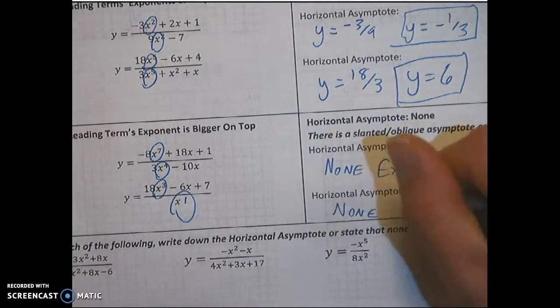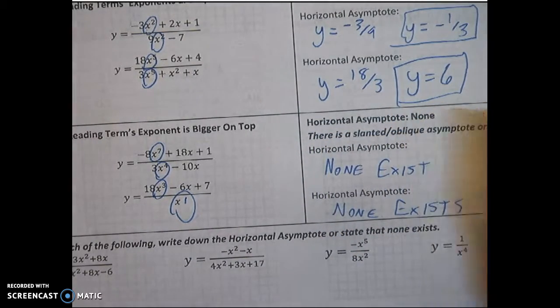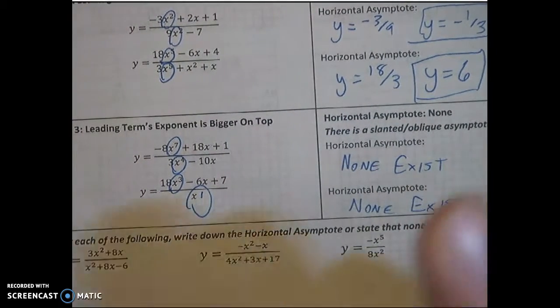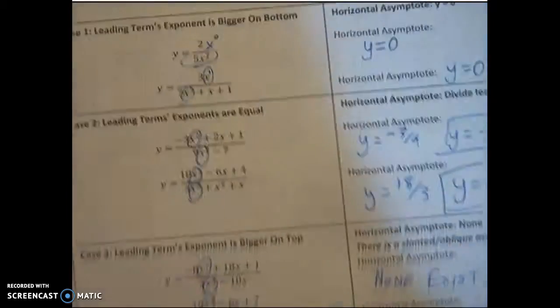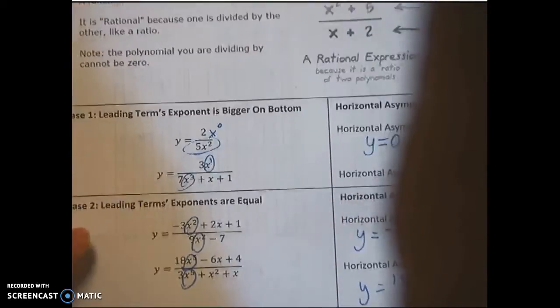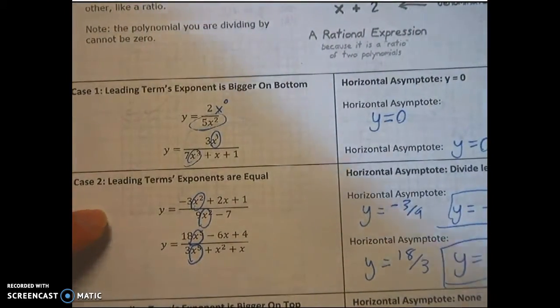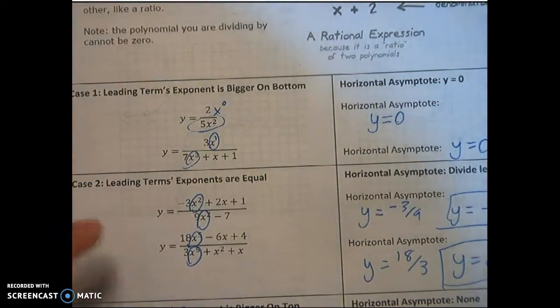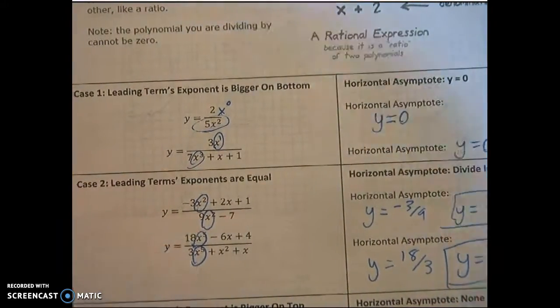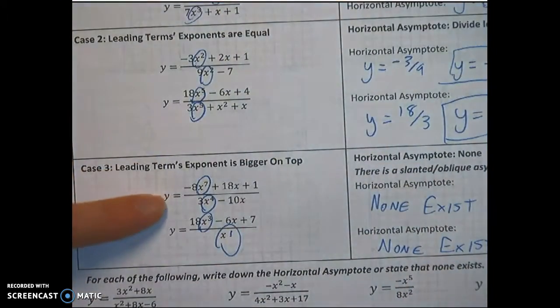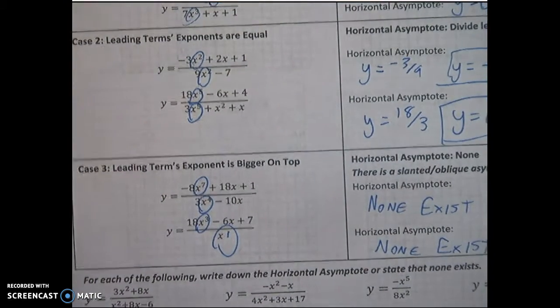Because this creates something that's called an oblique asymptote, which is like a diagonal or slanted line. And you'll learn more about that in pre-calculus. We're not going to worry about that in pre-AP Algebra 2. So to summarize, bigger on bottom, it's y equals 0. Bigger on, or sorry, the exponents are equal: y equals whatever the leading coefficients are when you divide them. And bigger on top, there is no horizontal asymptote.